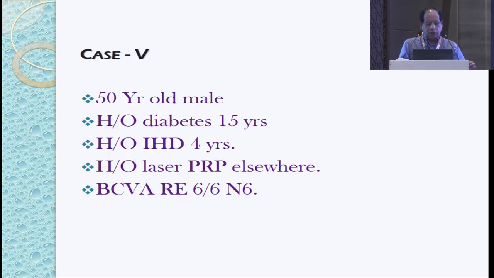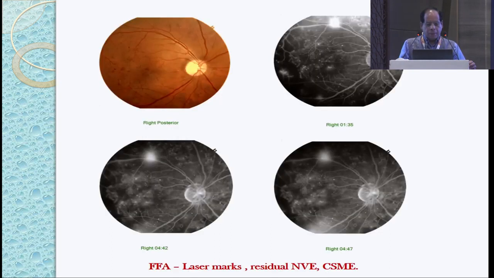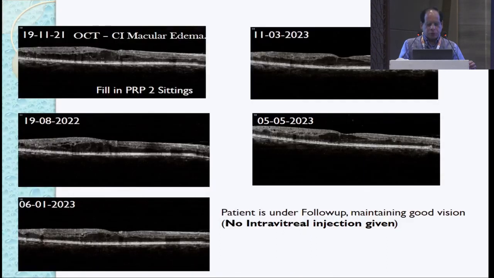This is one case of a 50-year-old male who was diabetic and had IHD. He underwent PRP elsewhere and vision was good. This was the angiogram, which showed residual NV and CSME. The OCT shows cystoid macular edema, but vision was good, so we decided to just do a fill-in PRP for the NVE and kept the patient under follow-up. He has been under follow-up for more than 1.5 years, from November 21 to the last follow-up last week. He is still maintaining good vision without any anti-VEGF injections.